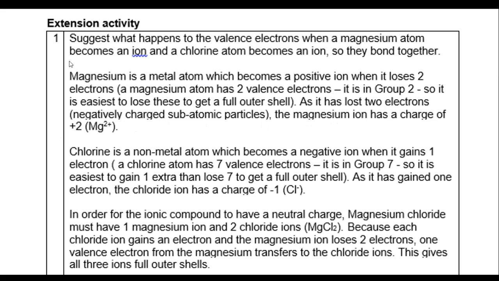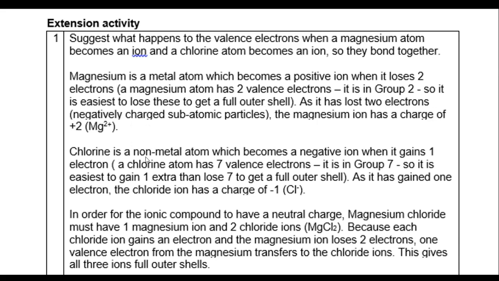So this paragraph here is just summing up what kind of ion it becomes, why it becomes that charge of ion, why it becomes a positive ion, and then the charge of the ion. So this paragraph is just about magnesium. Then we might move on to chlorine.